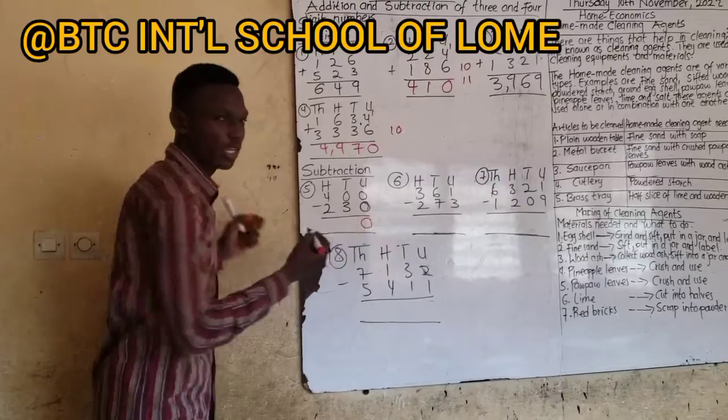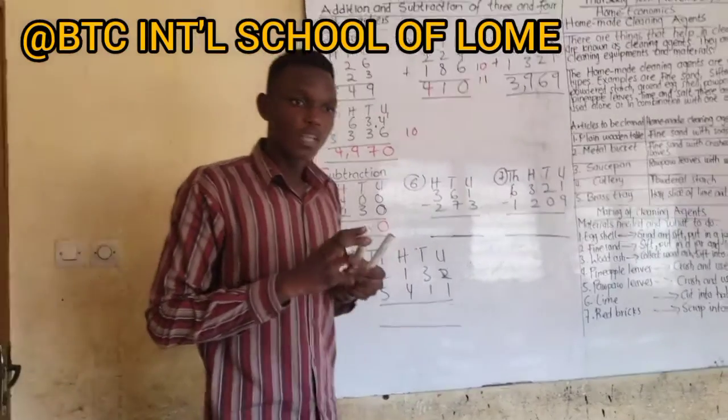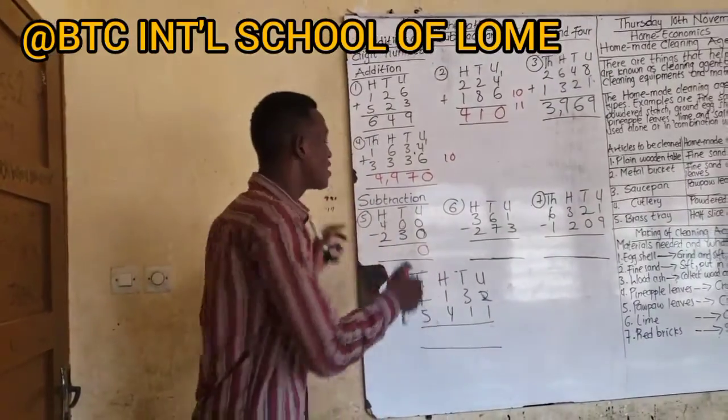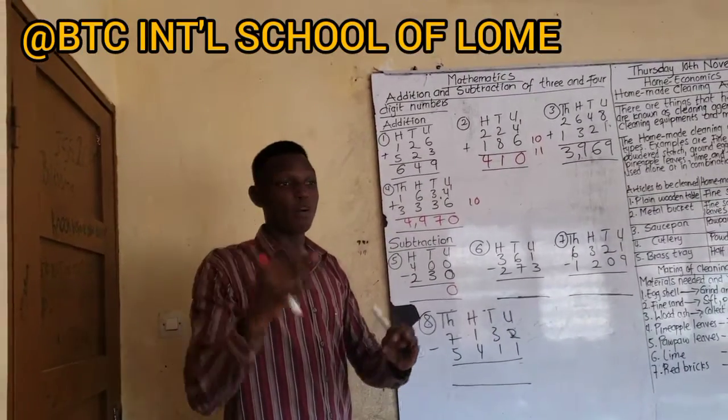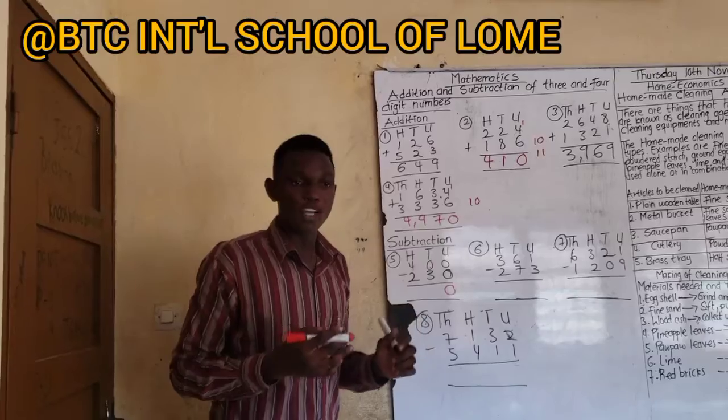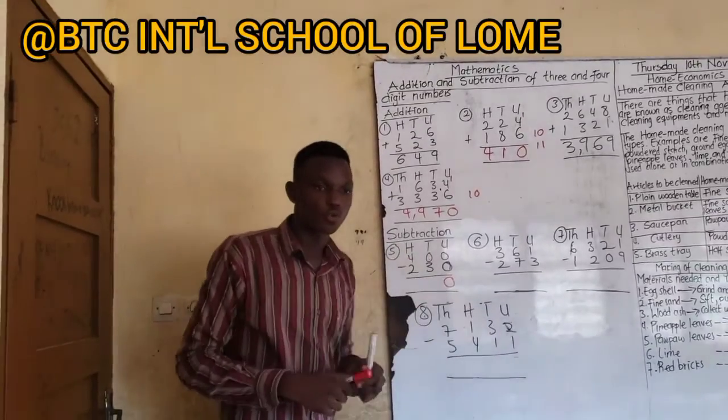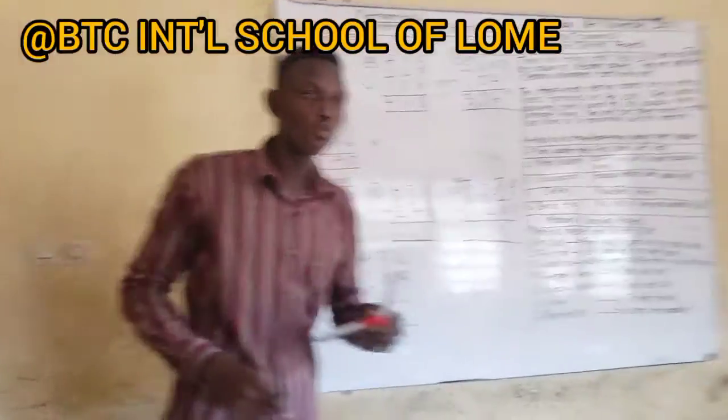0 minus 3. Is that possible? Is it possible? No, because 0 is smaller than 3. You cannot minus a bigger number from a smaller number. So in such a situation, what are we going to do?